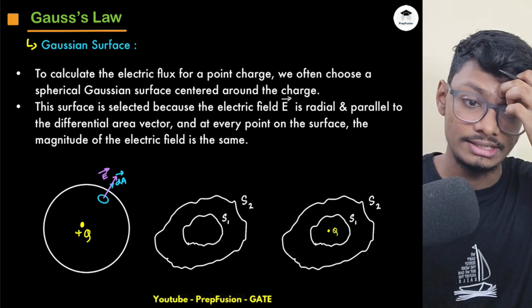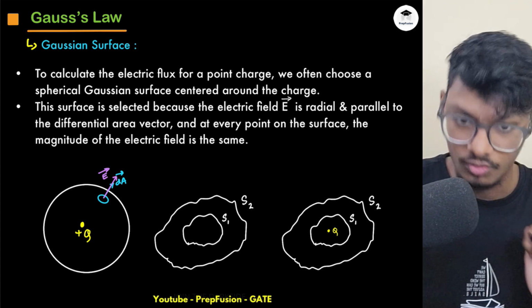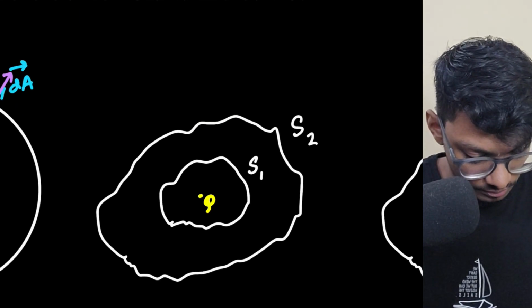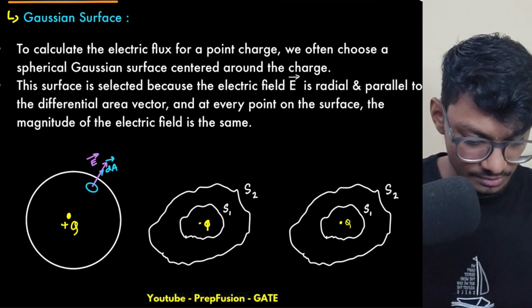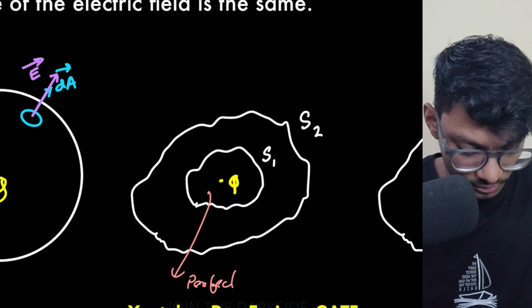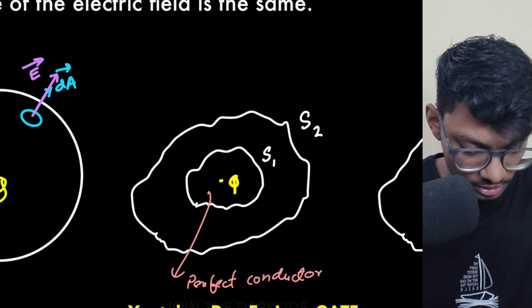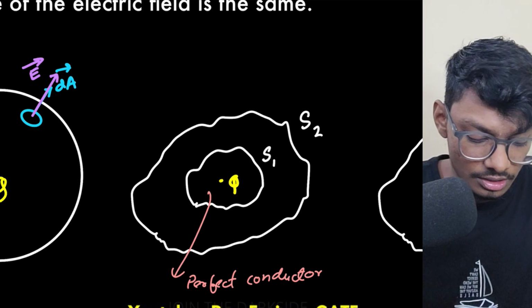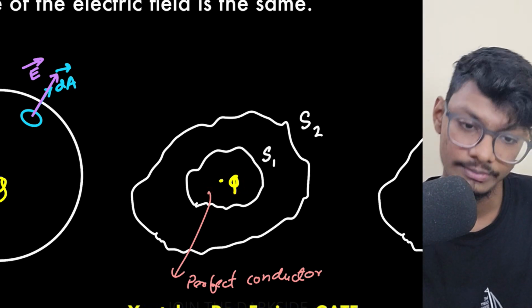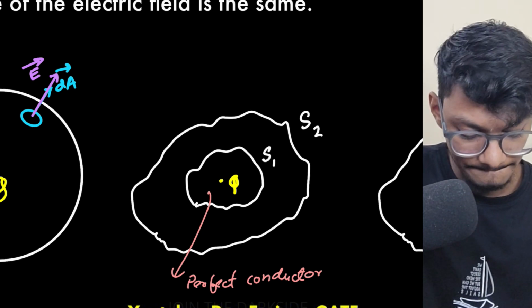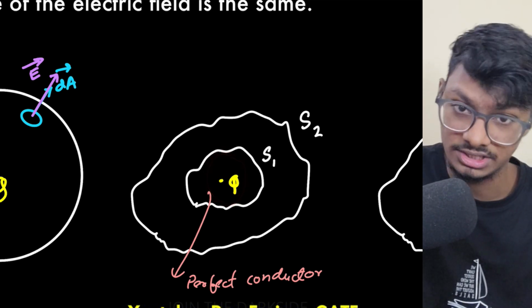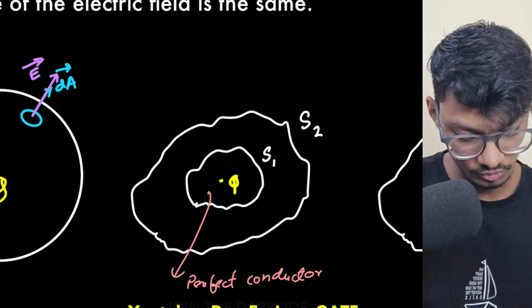Another concept is, let's say I have placed a point charge Q here, and this is a perfect conductor. What will happen if this is a perfect conductor? If this is a point charge Q, whatever charges I had here will actually be on the surface here, because this Q will generate an electric field which will be radially outwards.